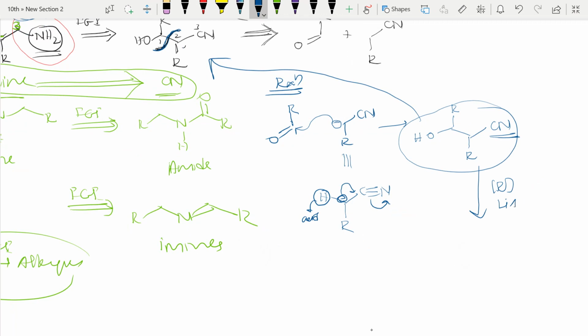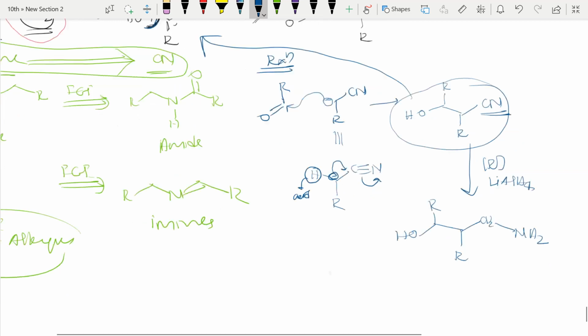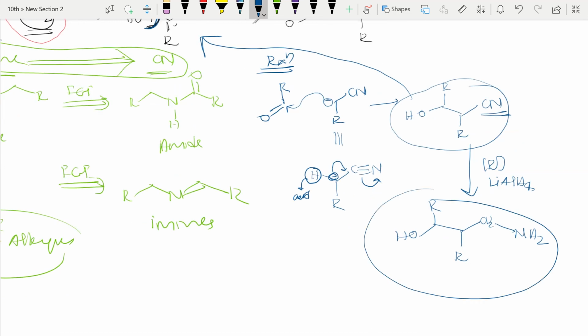LiAlH4 is the reducing agent. Then what it will do is reduce that cyanide, CN, to CH2NH2, right? So this is my target molecule. Here we call it the product. I hope you got how I got it.